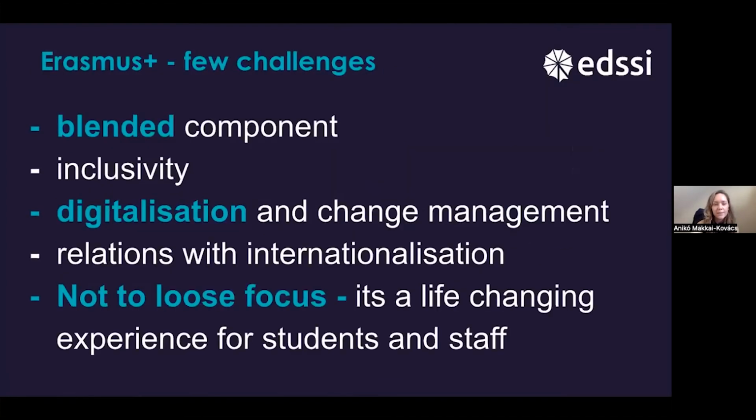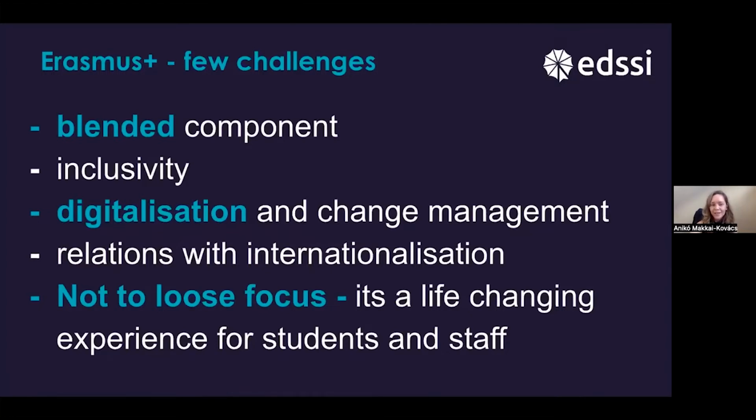Here I collected a few challenges that you might agree with and also face every day during your work. One of the new challenges is the blended component. I think that we have to deal with this, and it will require a lot of investigation and a lot of sharing good practices between each other to bring the best out of this opportunity. The other important aspect, I think, is inclusivity. To ensure inclusivity in this program is, I think, one of the largest and biggest challenges.